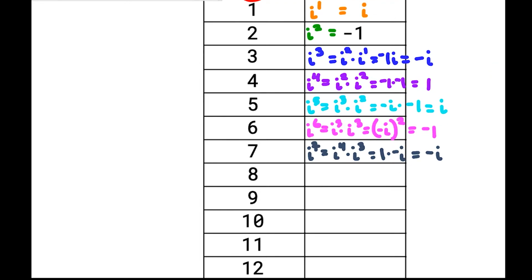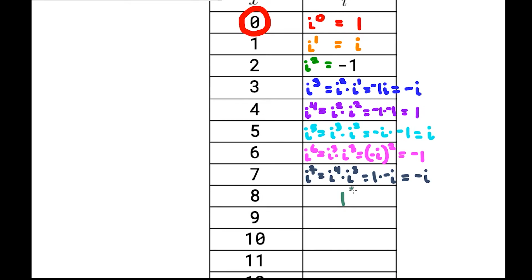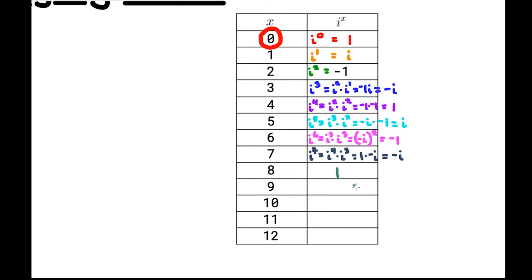So in this case, it is actually equal to 1. Okay, the pattern does repeat. So essentially, anything that's divisible by 4 is going to be equal to 1. So i to something that's divisible by 4 is going to be equal to 1. And it follows that pattern throughout the entire thing.